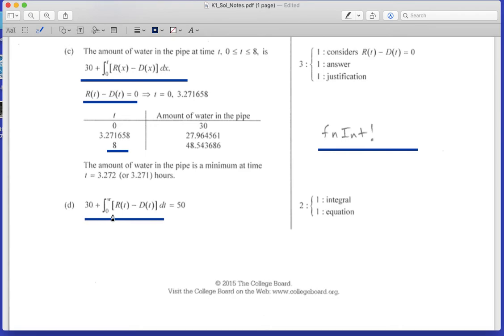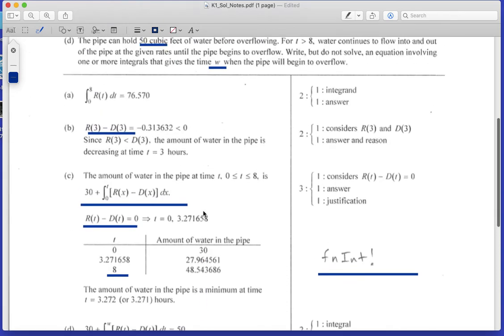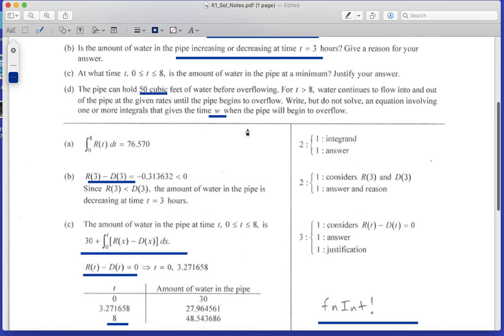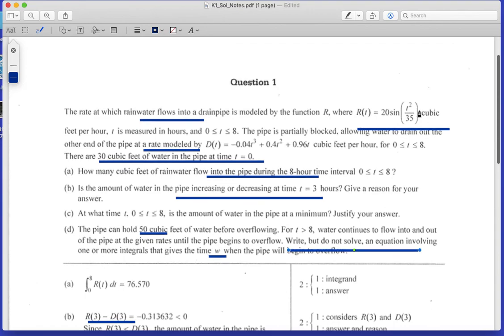We have the initial amount plus the change. That gives you the amount in the pipe, and we want to know when the amount in the pipe is equal to 50. We don't have to do anything more than this. We don't have to solve anything. The question asked us to write but do not solve an equation, and we've done that. Okay, that's part 1. It's very calculator dependent, and you've got to use the fundamental theorem of calculus a couple of different times.